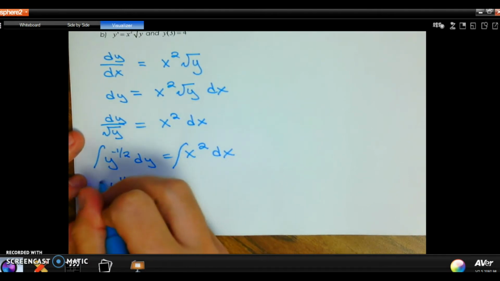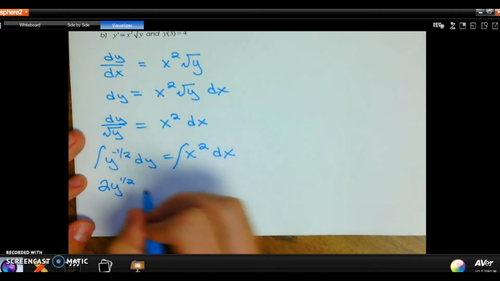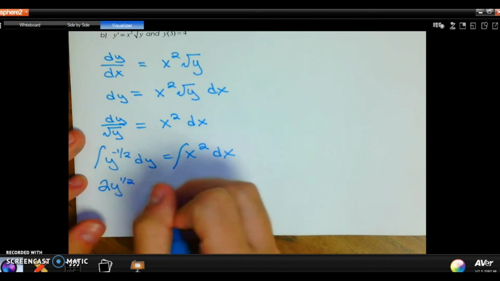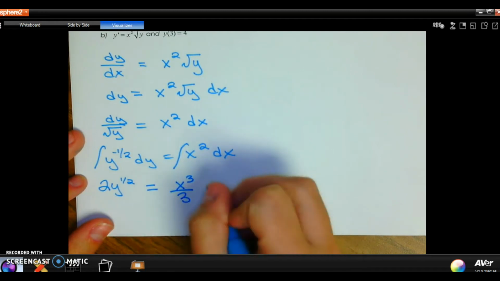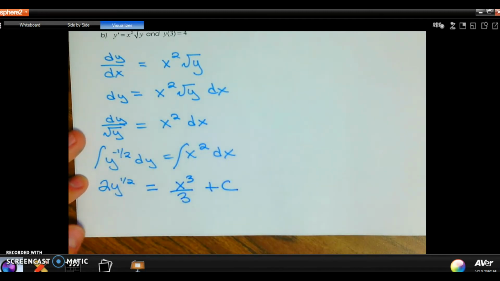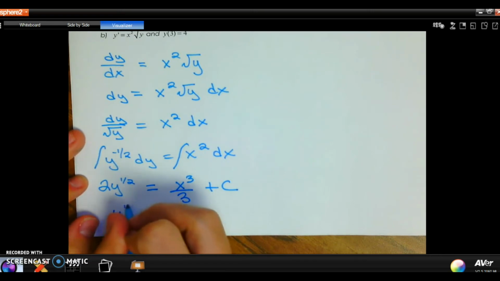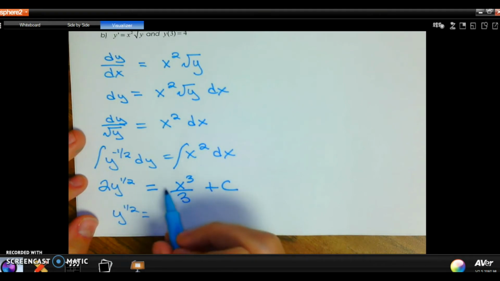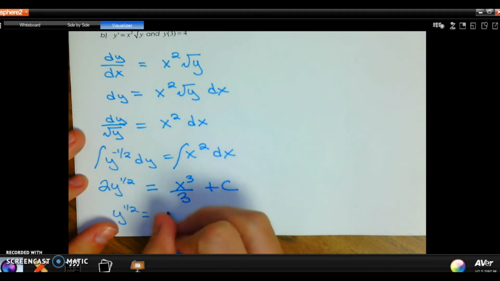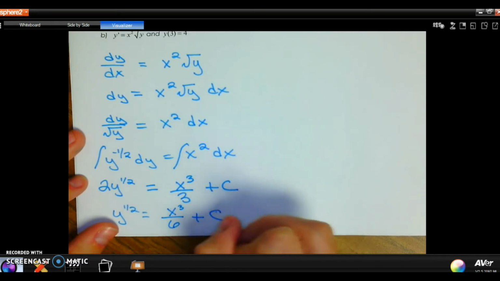So dividing by 1/2 is the same as multiplying by 2. And again, I know that there's a plus c there, but I'm kind of leaving it off. I'm going to put it on the right-hand side. Add 1 to the exponent on the side, divide by that number, and don't forget your plus c. And so now I want to get y by itself, so I'm going to divide everything by 2. So I'm going to get y to the 1/2 equals, so if you divided this whole thing by 2, that's like multiplying by 1/2, right, dividing a fraction. So you're going to get x cubed over 6 plus, that part is still just going to be some other c.